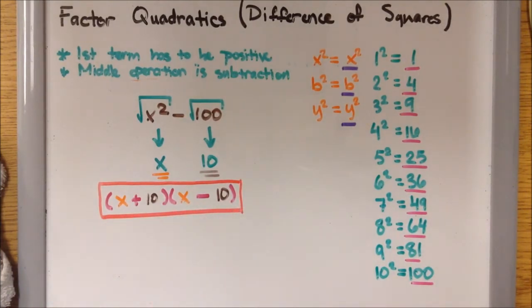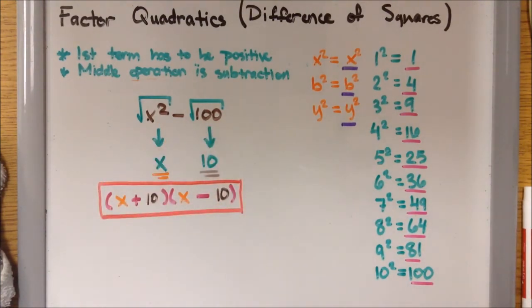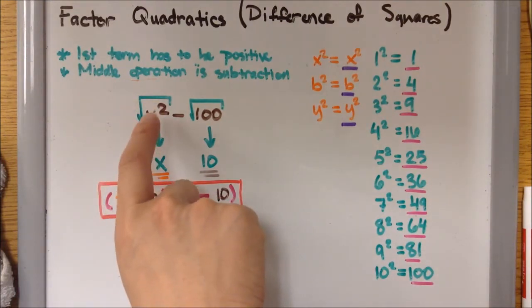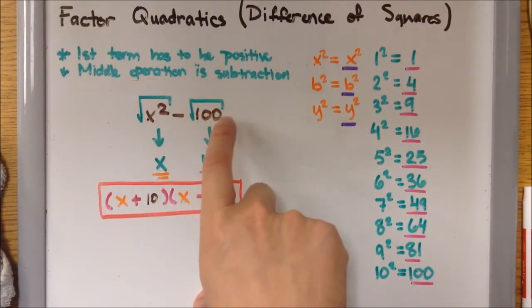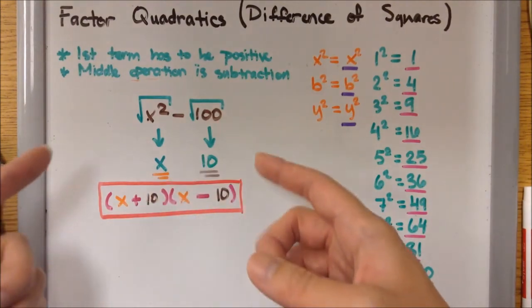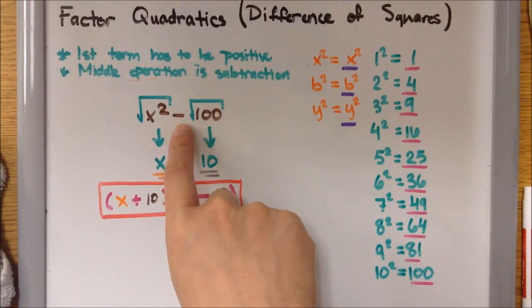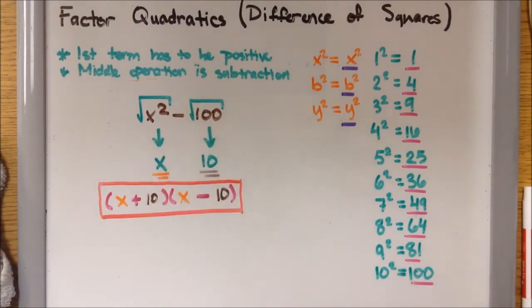So to review what was mentioned before, it only works with subtraction. So if you see a plus, even though it's a positive perfect square, even though it's plus, this method, this process will not work for it. You won't get the right answer, you won't get the same answer. So again, it only works if it's a minus in between the two perfect squares.